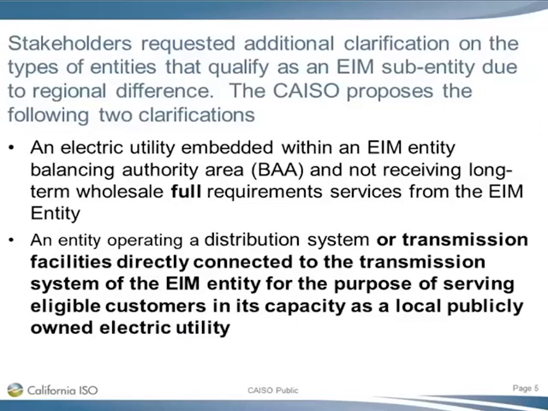The second change was to clarify that an entity who's operating a distribution system or transmission facilities directly connected to the transmission system of the EIM entity for the purpose of serving eligible customers in its capacity as a local publicly owned utility would also be eligible to pursue this type of functionality.